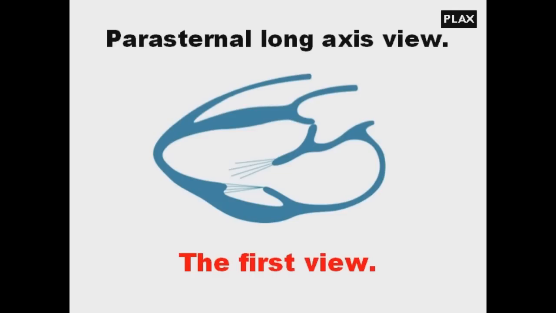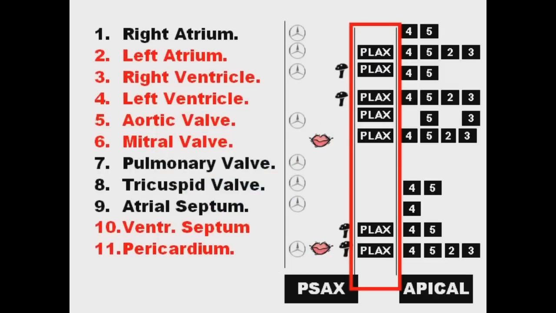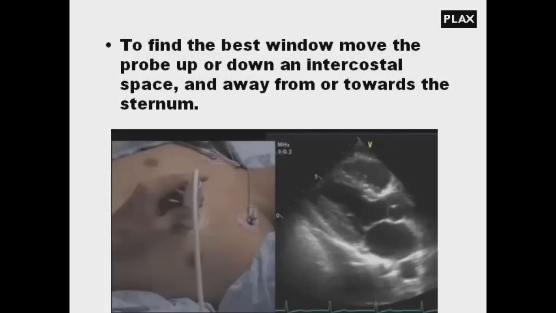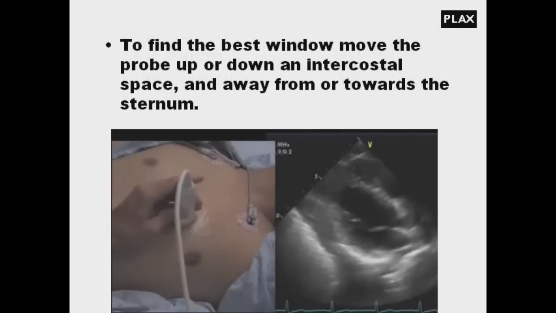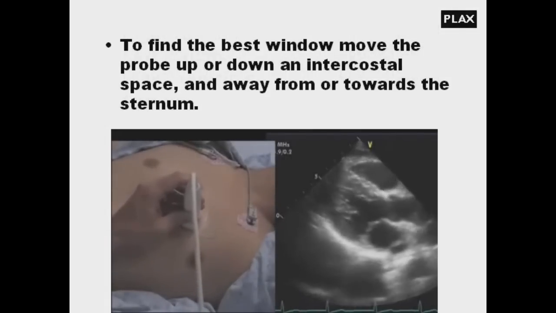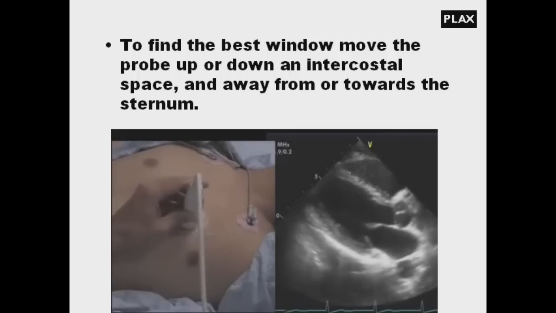PLAX is commonly the first view of a cardiac ultrasound study. Left atrium, right ventricle, left ventricle, aortic valve, mitral valve, ventricular septum, and pericardium are the cardiac structures that you can see in the parasternal long-axis view. In cases where you're cutting off the aorta and the ventricle, a twist can really help you find the best window or improve a window that you've already found.